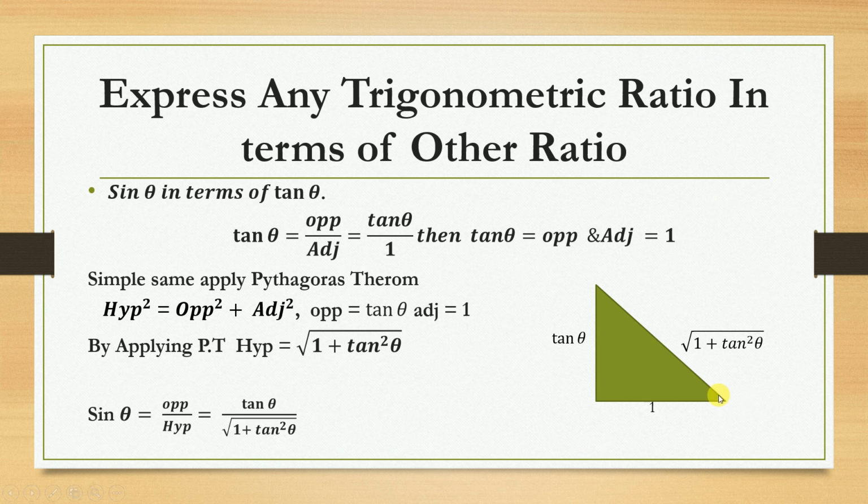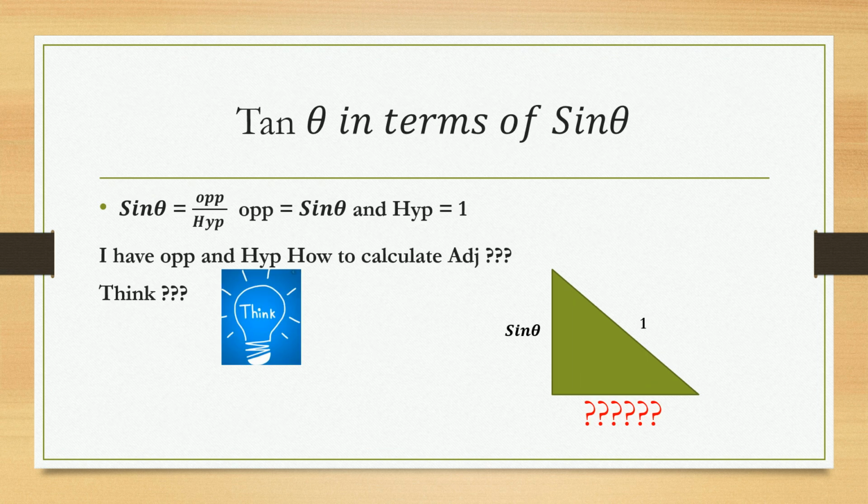Now we need sin theta. Sin theta is what? Opposite by hypotenuse. Opposite is tan theta and hypotenuse is root of 1 plus tan squared theta. So we have expressed sin theta in terms of tan theta using the definition of two trigonometric ratios and Pythagoras theorem. Now imagine the reverse.